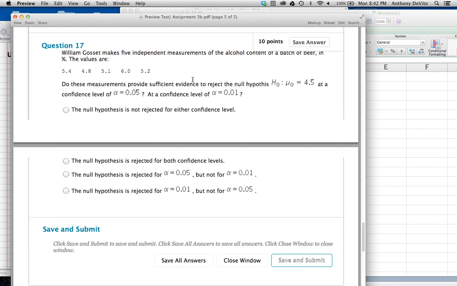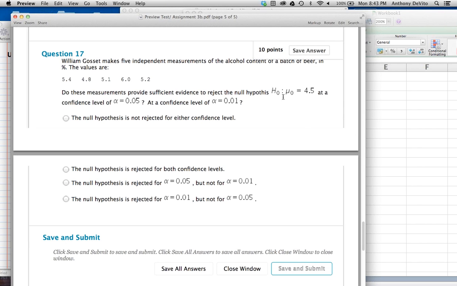Do the measurements provide sufficient evidence to reject the null hypothesis? Well, if I say mu is equal to 4.5, that's it. So if I give you that null hypothesis, you know that's a two-sided test because either being bigger or smaller is going to reject the null hypothesis. If I wanted this to be a one-sided test, I would have had to say mu zero is equal to or greater than 4.5, or mu zero is equal to or less than 4.5, with the alternative hypothesis being the other part, just greater than or just less than.